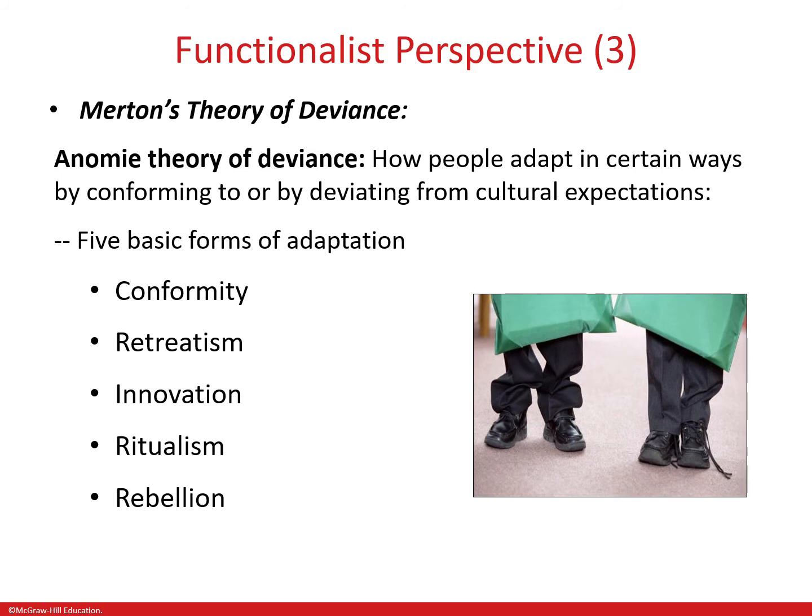So Merton's theory of deviance, also known as anomie theory of deviance, is how people adapt in certain ways by conforming to or by deviating from cultural expectations. So the first is the conformist, and this is a non-deviant individual. This person accepts the goal of society and the means to obtain the goal. So they want success, as an example. They want to achieve wealth, and they're going to work really hard to get there. So they're going to be conforming members of society.